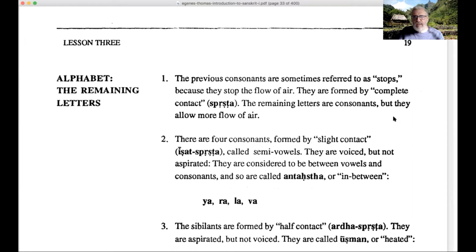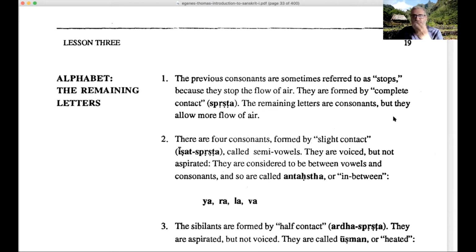The previous consonants are sometimes referred to as stops. There are a list of 25 consonants in the Sanskrit alphabet. Ka kha ga gha nga, cha chha ja jha nya, ta tha da dha na, ta tha da dha na, pa pha ba bha ma. These 25, we already covered in the previous lesson, and these are called stops. They're also called sparsha, because they stop the flow of air.